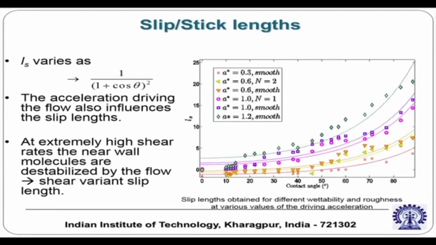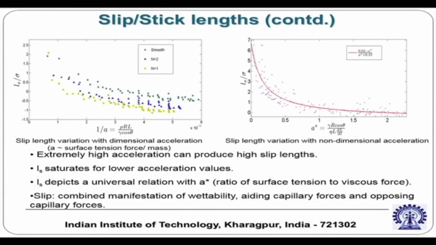So there is a parameter n which determines the roughness of the substrate. So it is a roughness, wettability combination along with the driving acceleration that decides the slip length. To understand that, we have first plotted the slip length. All these are normalized with respect to some parameter. This sigma is a molecular length scale, so the slip length is normalized with respect to the molecular length scale.